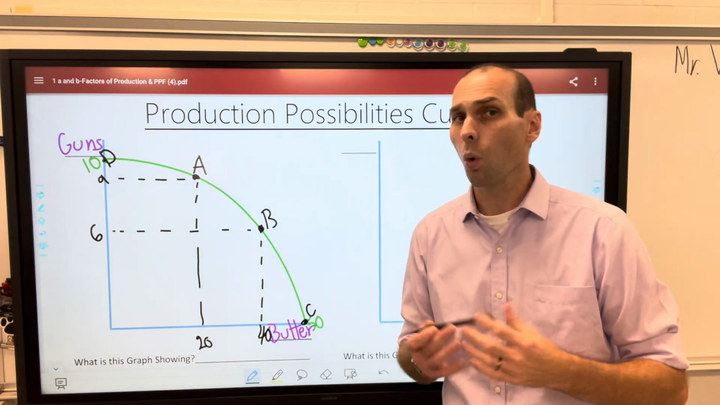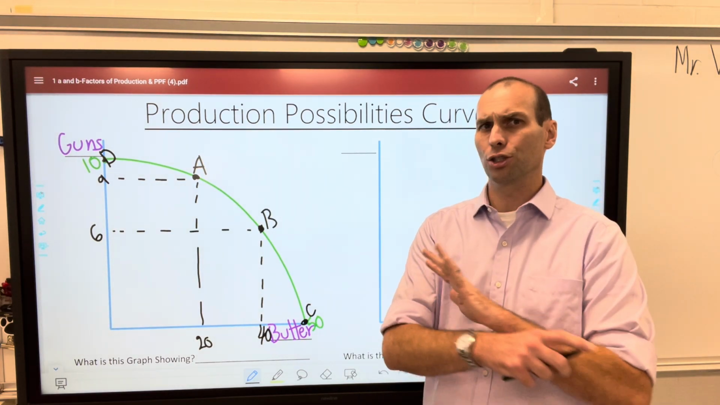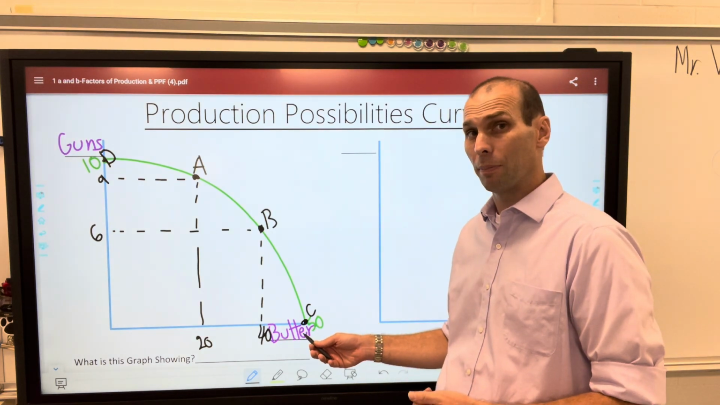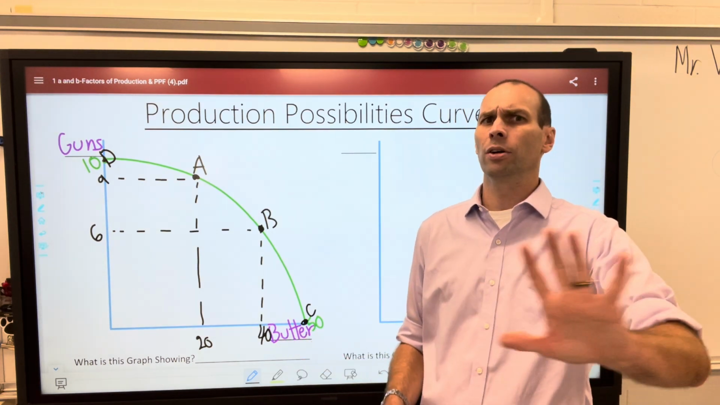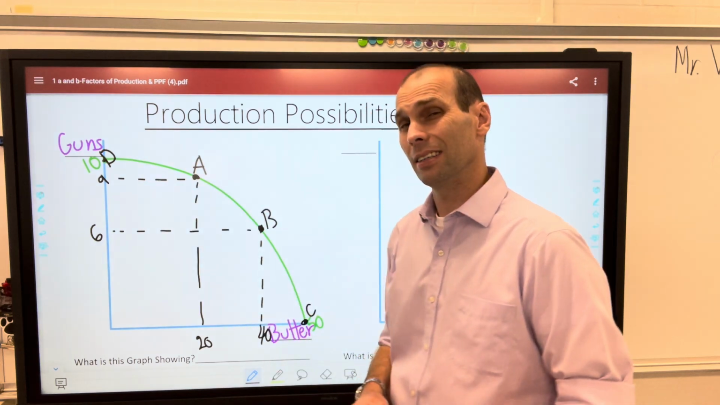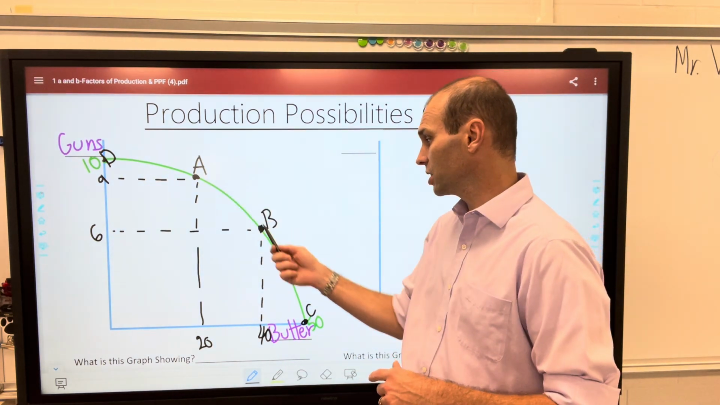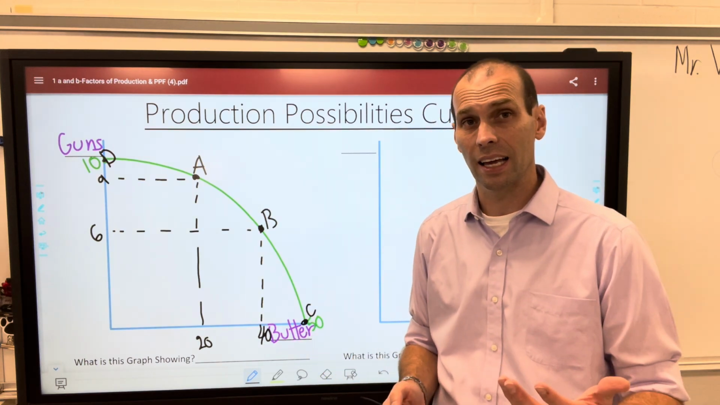It depends on what we're doing in our economy. If we're at like super duper peacetime and everything's great and all I want is butter, point C might be our best one. Maybe we're at war and we have no use for butter. 10 guns might be best for our economy. Or maybe we just have some combination inside.